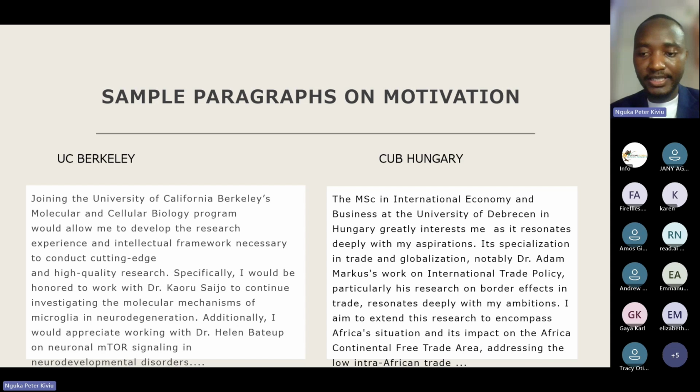Now, from these two paragraphs, you are able to see that these students did their research. They know the people who are teaching in these departments, and they know that whatever they're doing is relevant to the department at this particular time. So that is very, very important.